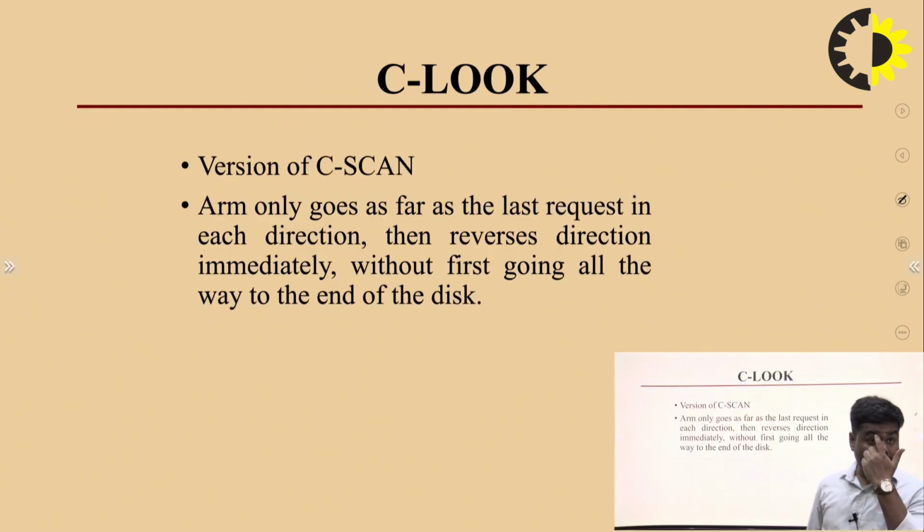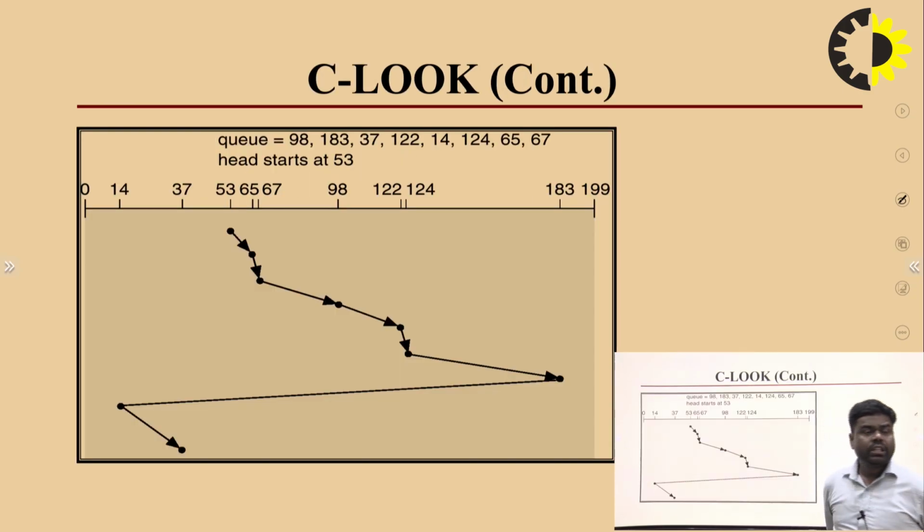Now, what is C-LOOK? It is a version of C-SCAN. The arm only goes as far as the last request in each direction, then reverses direction immediately without first going all the way to the end of the disk. Okay, it means it goes to the last request in each direction, then reverses direction immediately without going to the first end.